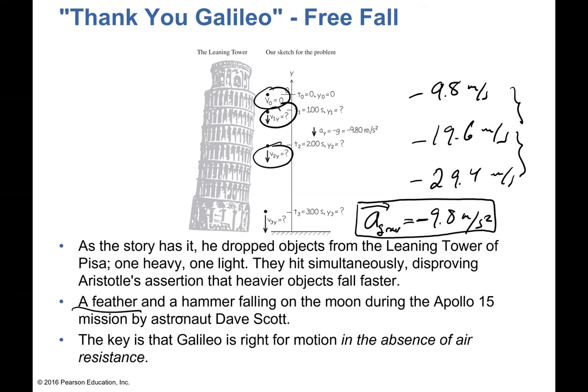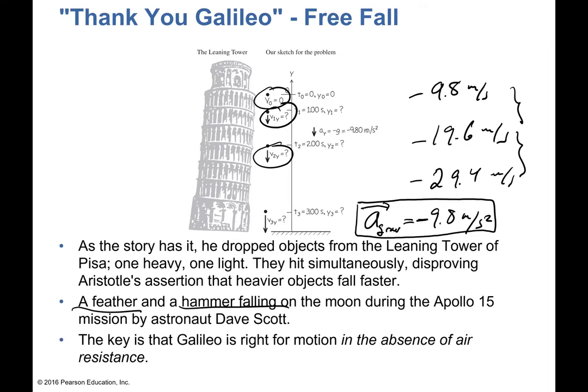See, a feather and a Hummer falling on the moon during the Apollo 15 mission by astronaut Dave Scott, they hit the ground at the same time. Why? Because there's no air on the moon. So air resistance is absent. Any two objects hit the ground at exactly the same time. That means Galileo's, you can see, right?